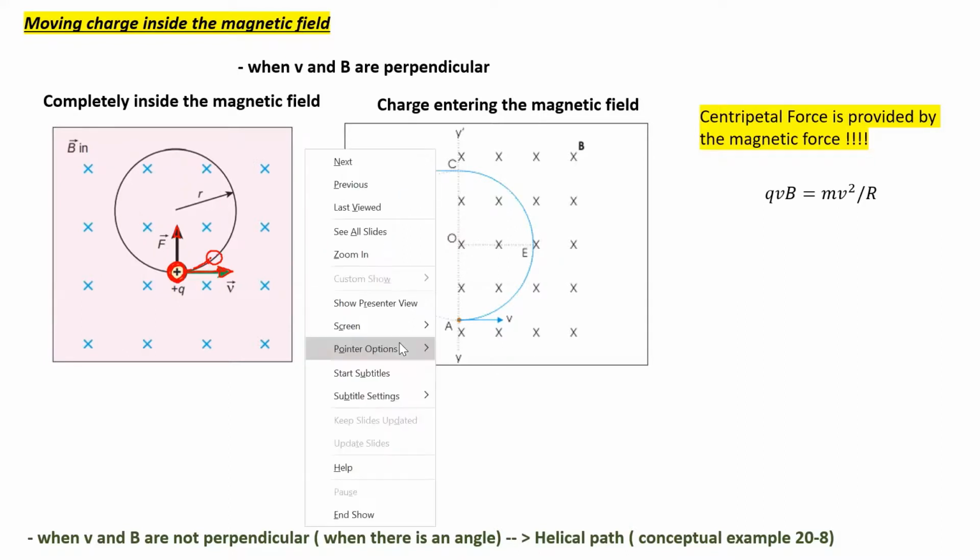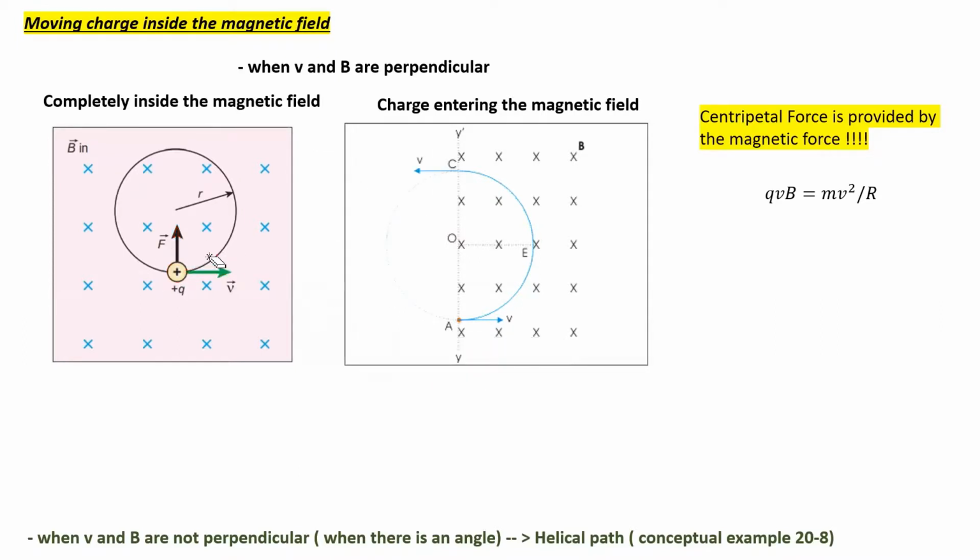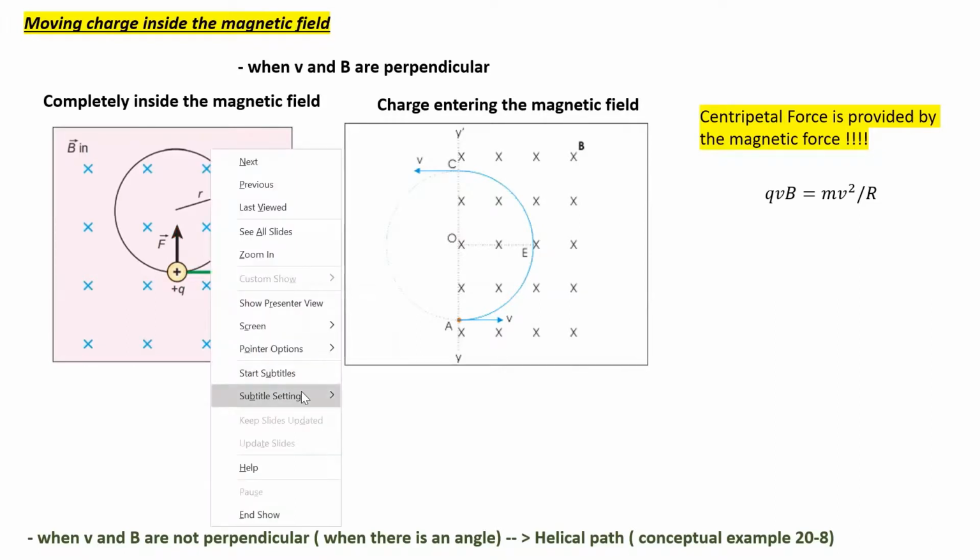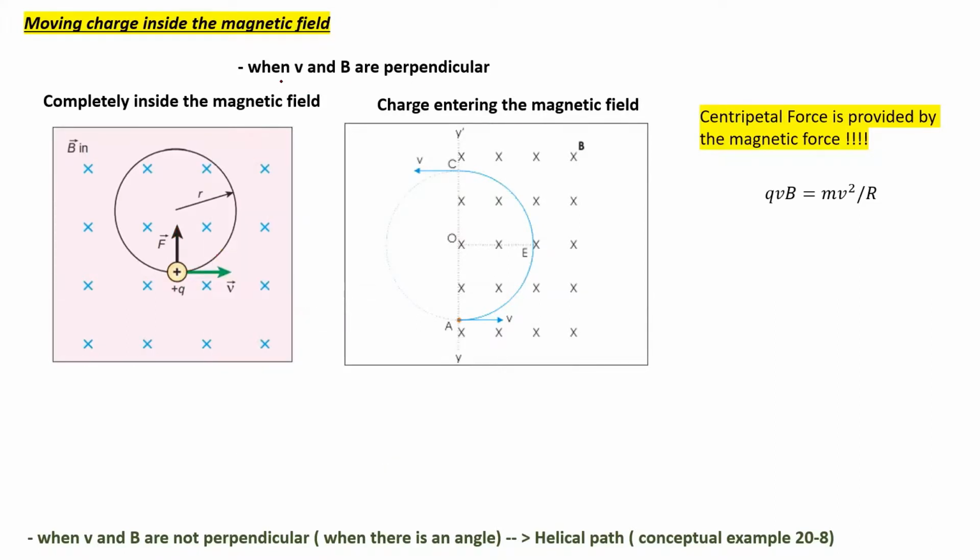Okay. So when there is a moving charge, completely, so this is very important, completely inside the magnetic field, and the velocity and the magnetic field are perpendicular. See, they are perpendicular, right? Out of, into the plane and this way. What happens is your charge will start circling. So that is one instance.